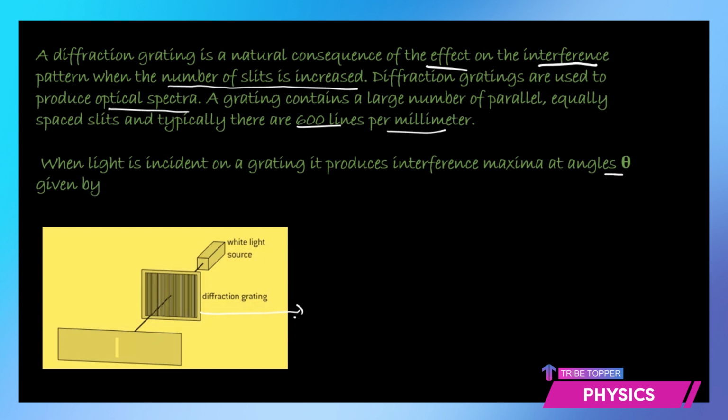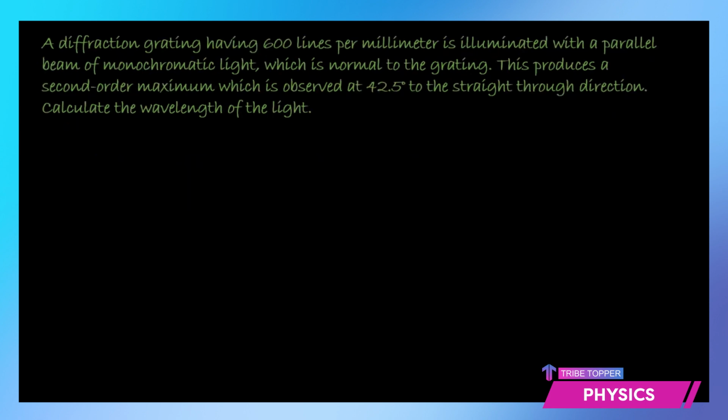And that interference maxima occurs at the angles theta, which are given by the relation n lambda is equal to d sine theta. So this is an important relation based on which you would have the questions, and you can directly apply this formula where n stands for the order of the maximum and lambda is the wavelength of the light used. d is the distance between the slits, and theta is the angle for interference maxima. So let's have a look at this question based on diffraction grating.